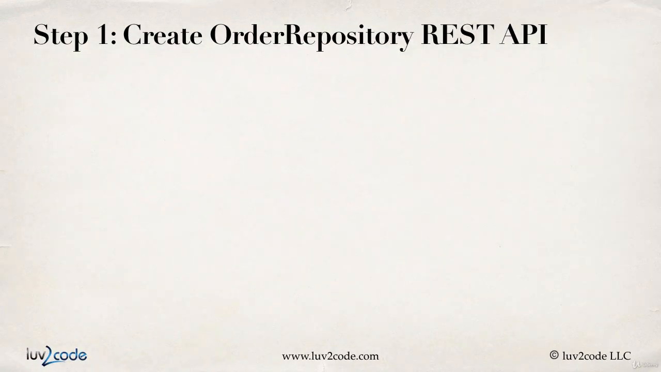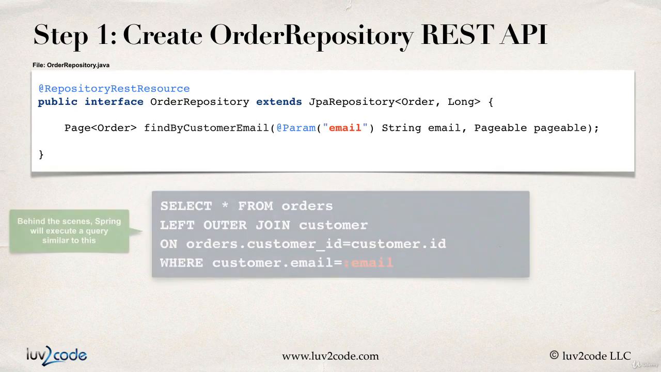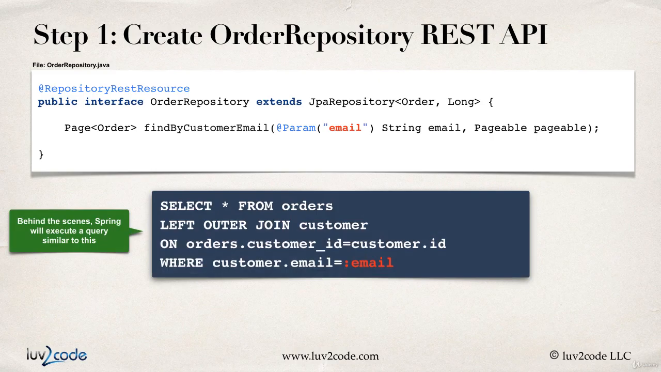Now moving ahead here, so a bit more details on this order repository. So we have the findByCustomerEmail and the param. And so remember, Spring's going to do the work behind the scenes. So Spring will actually execute a query similar to this. So we'll have a select star from orders, do a left outer join on customer, on orders.customer_id equals customer.id, where customer.email equals the email. So email is going to be the param that's passed into this actual method, and it'll actually be passed in via the REST API.